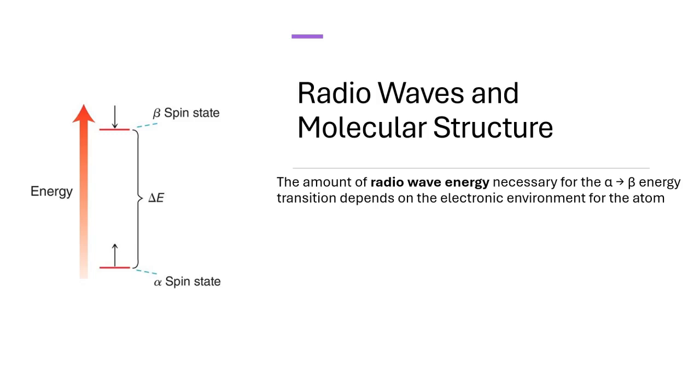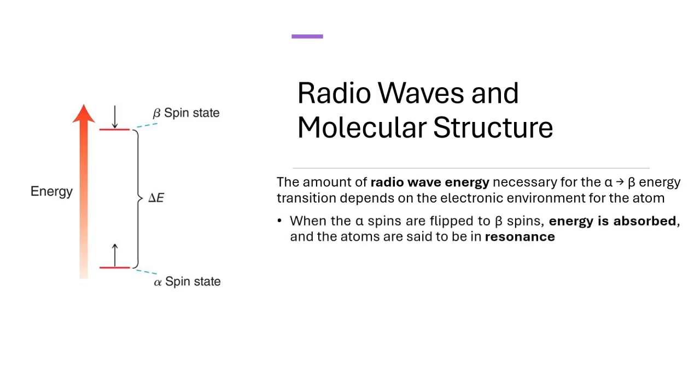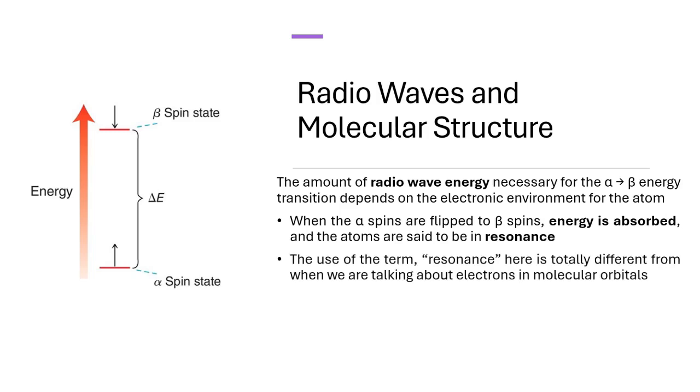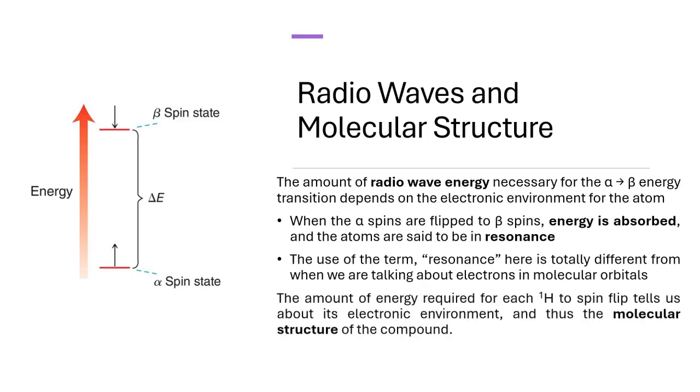Radio wave and molecular structure. The amount of radio wave energy necessary for the alpha to beta energy transition depends on the electronic environment for the atom. When the alpha spins are flipped to beta spins, energy is absorbed, and the atoms are said to be in resonance. The use of the term resonance here is totally different from when we're talking about electrons and molecular orbitals. The amount of energy required for each 1H to flip tells us about its electronic environment and thus the molecular structure of the compound.